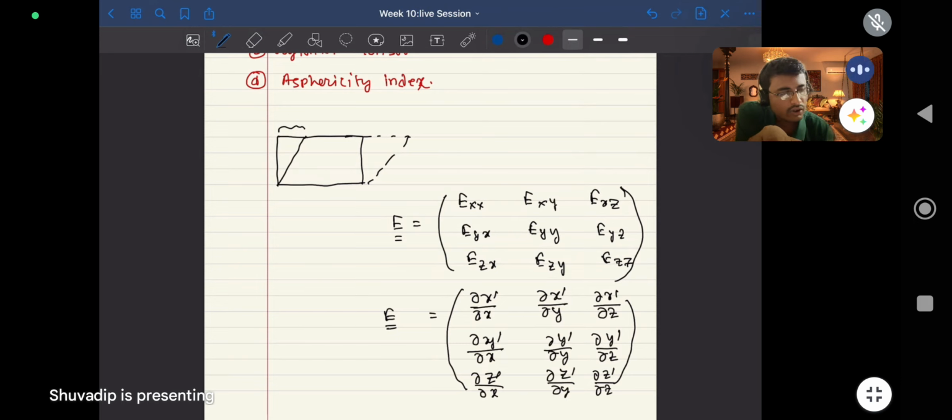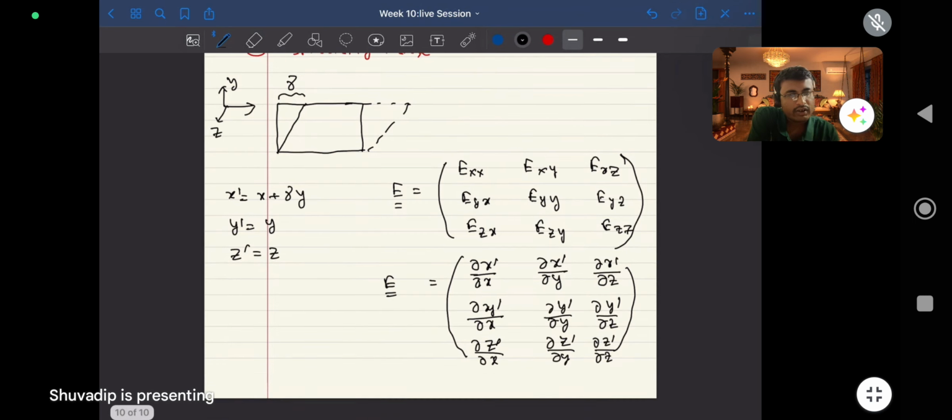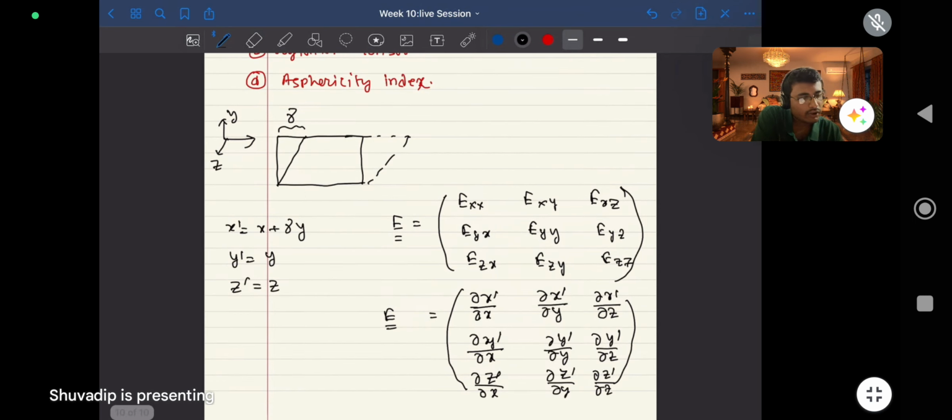So suppose in some scenario, x prime is given by x plus gamma y, where this is gamma, this is the x direction, this is y, this is z, and y prime is given by y, z prime by z, because the shear is applied along the x direction only. In that scenario, in calculating the deformation gradient tensor, in the direction of y prime and z prime there is no change, because the shear is applied only along the x direction. There will be a change in the material point, any material point, given by gamma y.